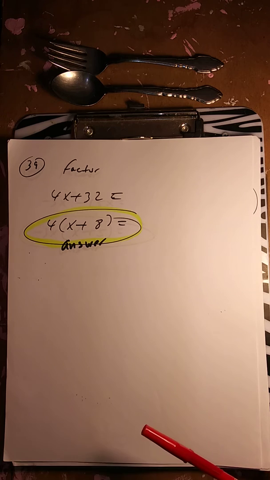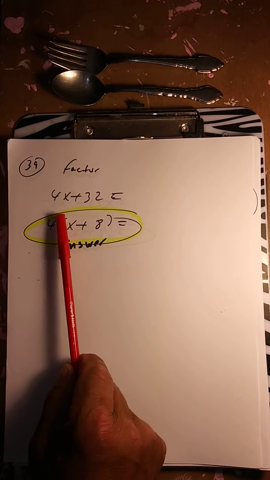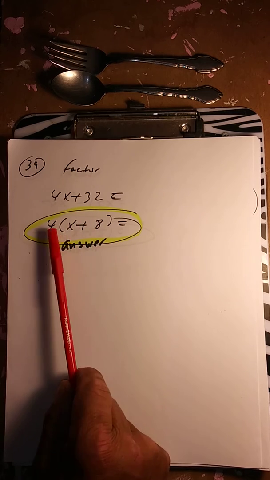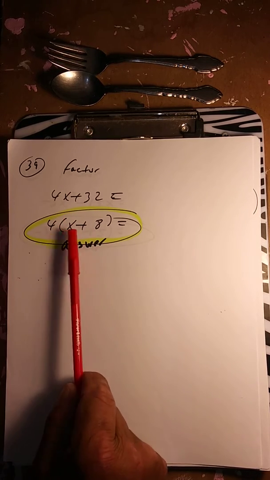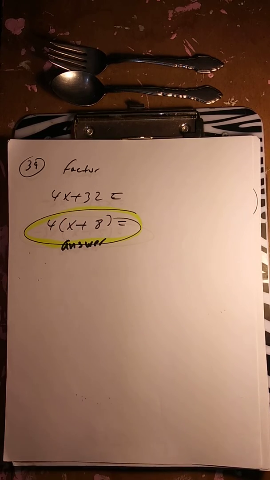Factor this one. Well, what can we take out from both of these? 4, because 4 times x is 4x, and 4 times 8 is 32. The greatest common factor is the 4.